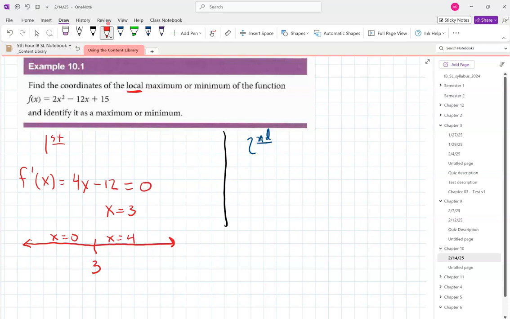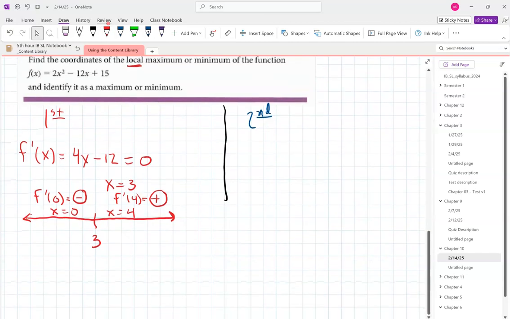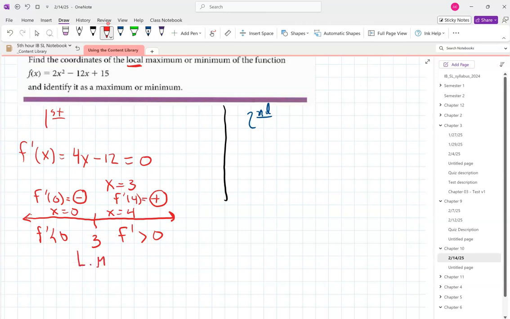Then I will pick a test value on either side of that number. So I chose 0 and 4. When I do f prime of 0, I get negative 12. I don't really care about the number. What I care about is that it was negative. And when I do f prime of positive 4, I get 4. I don't really care about the number. What I care about is it being positive. Since we've moved from the first derivative being less than 0 to the first derivative being greater than 0, that tells me that this is a local minimum.